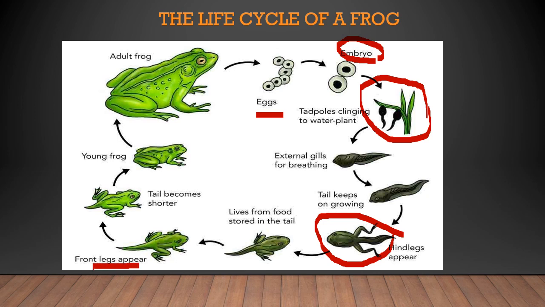Here you can see there is no front leg. Here you can see that the front leg has appeared. Then the tail becomes shorter. Now in the adult you can see there is no tail at all, so the tail becomes shorter, and this is the young frog, and it grows in size to become a big adult frog. This is the life cycle of a frog.